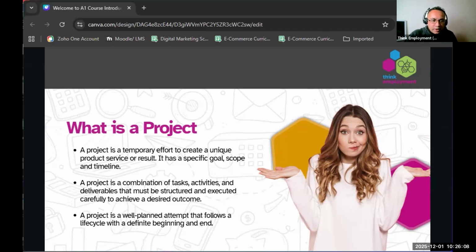Okay, so a project is a combination of tasks, activities and deliverables that must be structured and executed carefully to achieve a desired outcome. So there are different parts of a project. Let me simplify it with a simple example. You've all had tea or coffee, right? When you go to make a cup of coffee or tea, I prefer coffee, some of you might prefer tea. Whatever you're going to go and make, right?